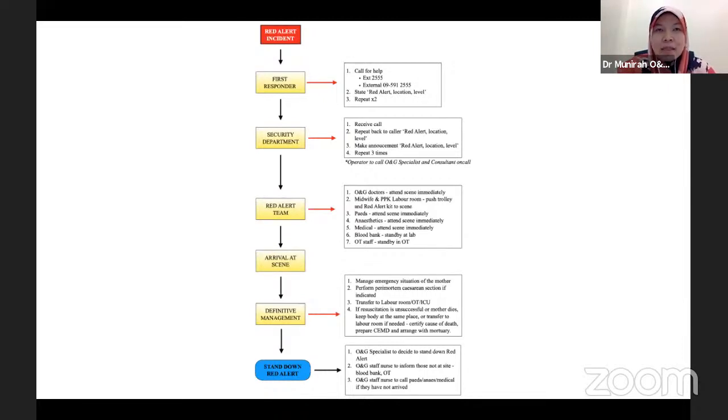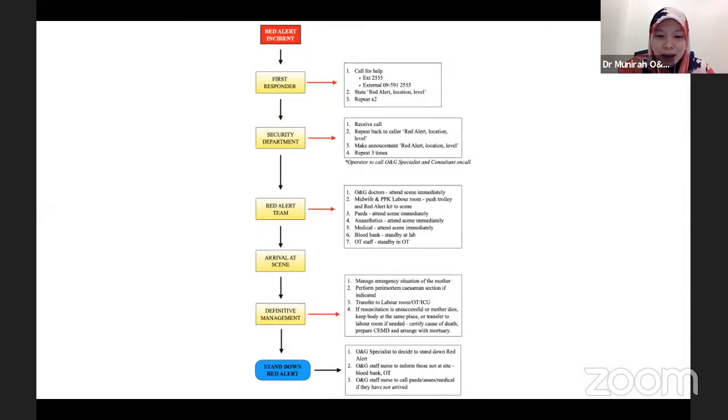Actually, if it happens in the corridor, like I said, it will be a code blue first. So the code blue team will take the patient to the ED, and I guess in ED they would trigger the red alert. And there is a need to stand down, for example, the blood bank and the OT staff, who would be on standby. So there is a need to stand down so that they are not on standby all the time.